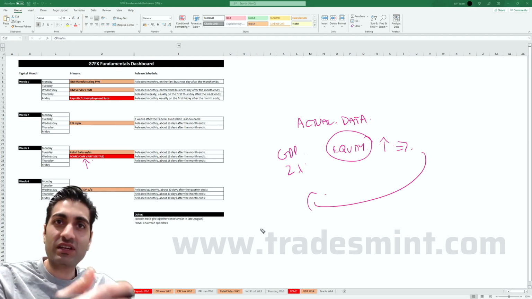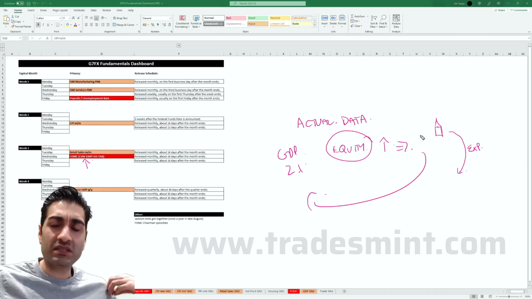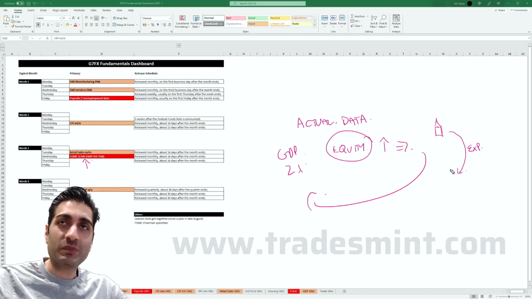What happens when they spend more money? Do you remember the circular flow of income? Right? Do you remember expenditure? Right? If consumer expenditure from households, that's a terrible drawing of a house, but this is why it's important I explain the circular flow of income to you.